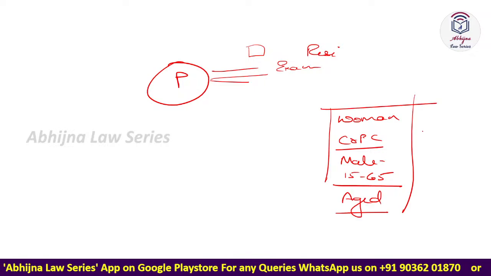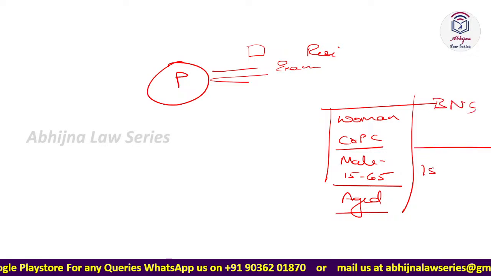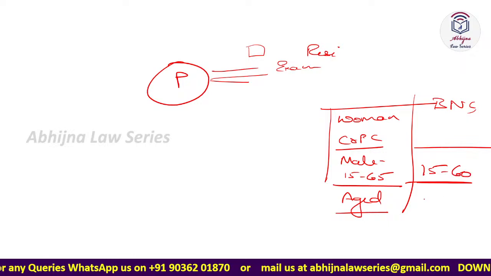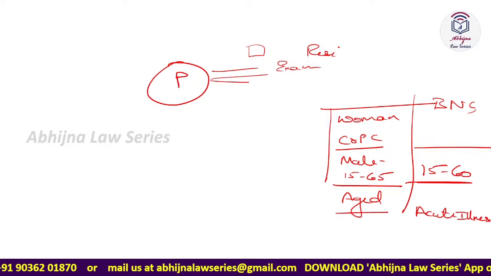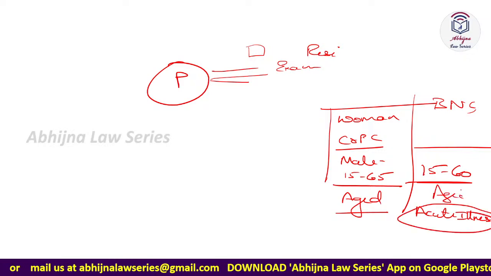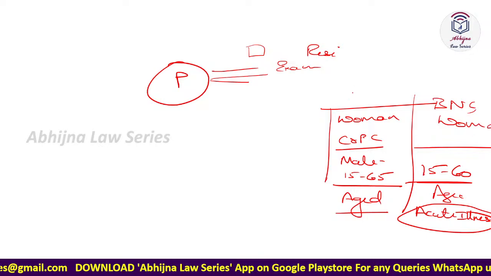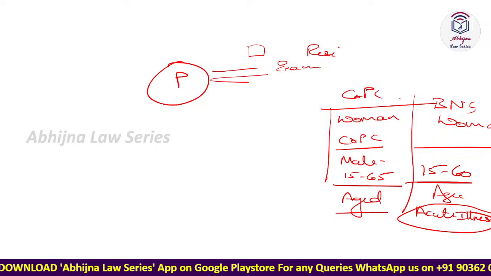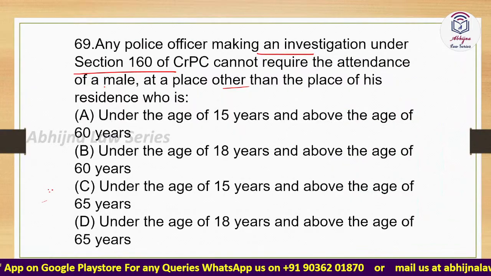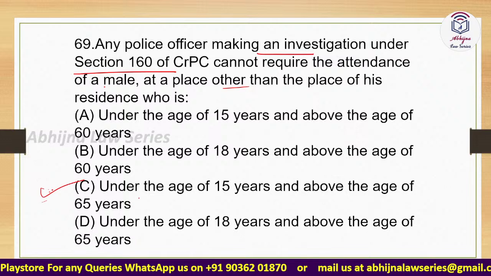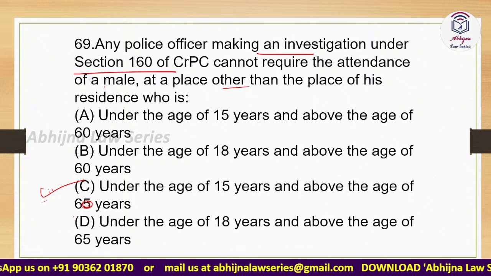So, now again BNSS has made changes. It has decreased the age to 15 to 60, and persons with acute illness, even that criteria has been added. Okay. So, now these many persons cannot be called to the police station. Now as our question was regarding CRPC, what should we answer? We have to answer this. C is the answer. If this question would have been asked under BNSS, 60 would have been the correct answer.